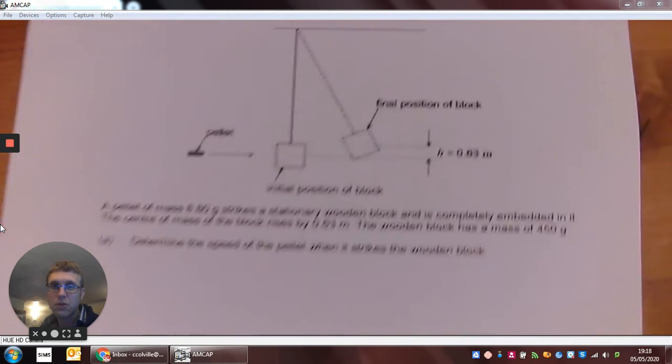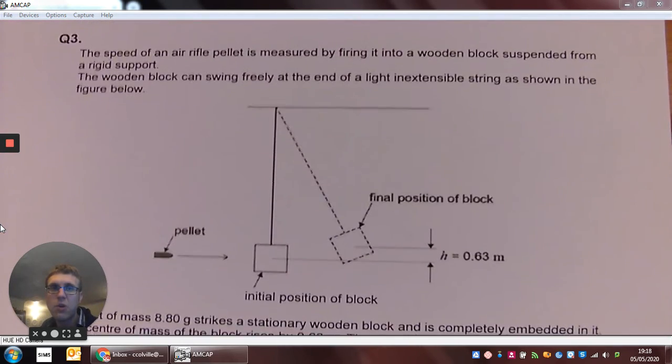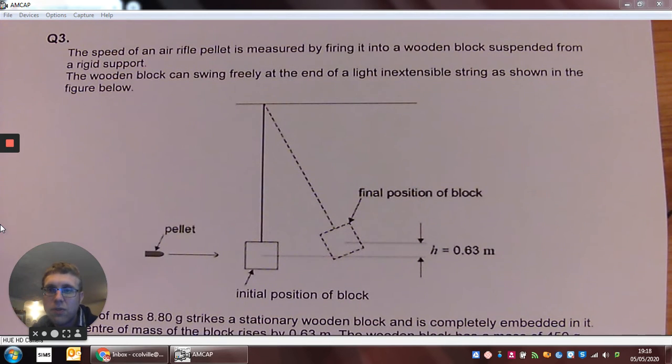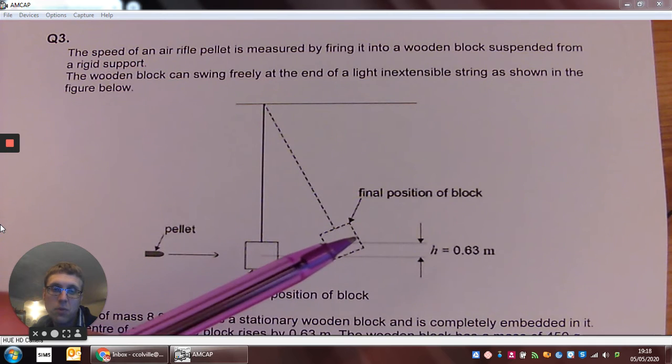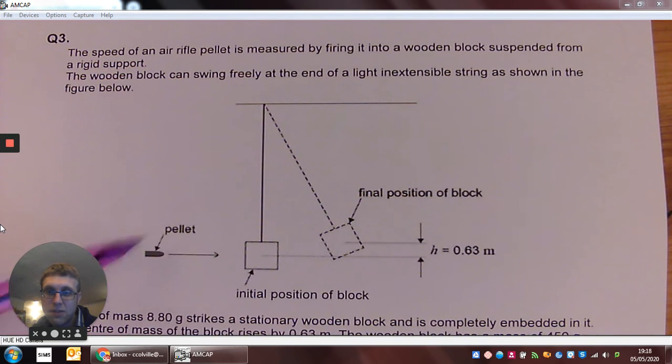Now, question 3 here then is kind of bringing all of these ideas together. We've got a pellet fired at a wooden block. They join together and they swing up the way. And our job is to work out the velocity, the speed of this thing just before it hits. But we're missing lots of information.